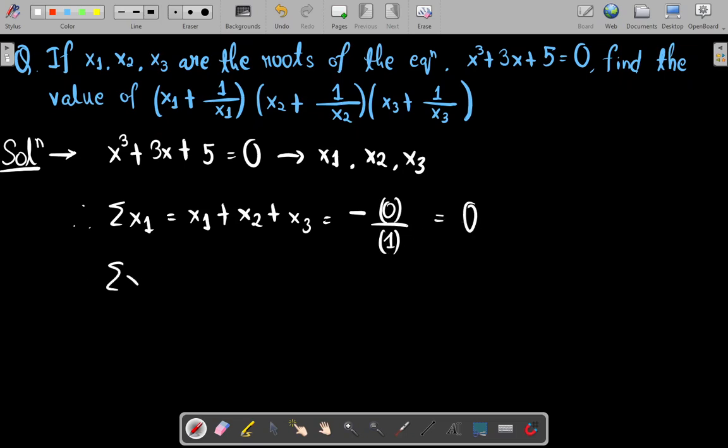Then we have the sum of products of roots taking 2 at a time, that is x1 x2 plus x2 x3 plus x1 x3. This is equal to the coefficient of x, that is 3, upon the coefficient of x cube, which is 1. So this is equal to 3.